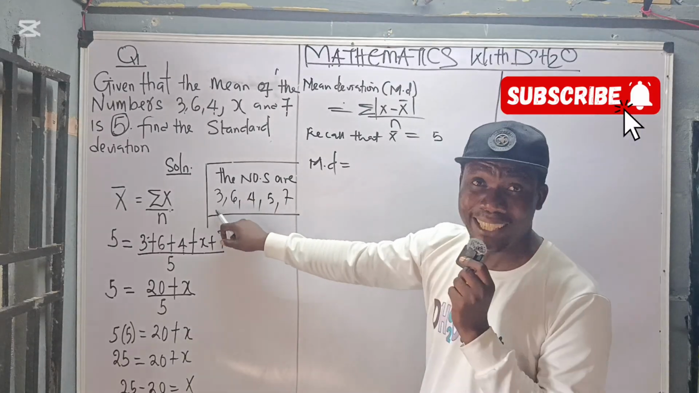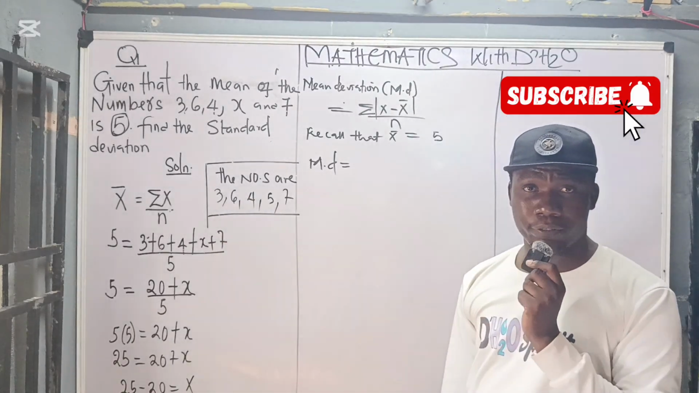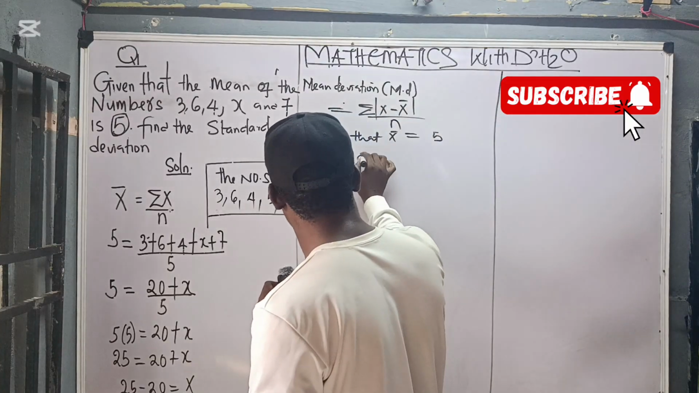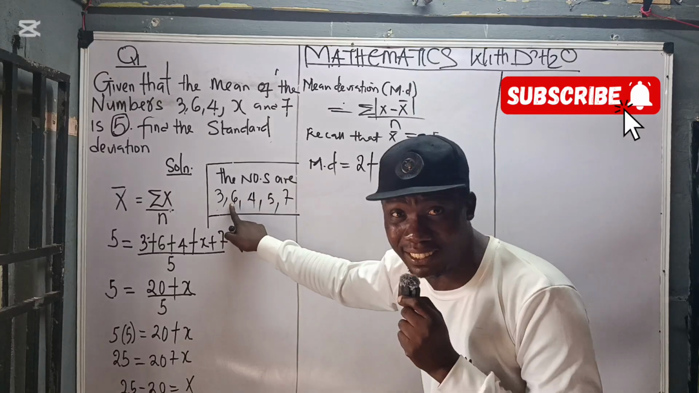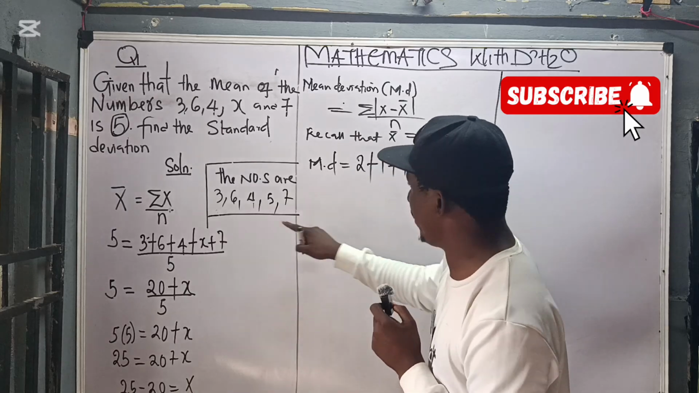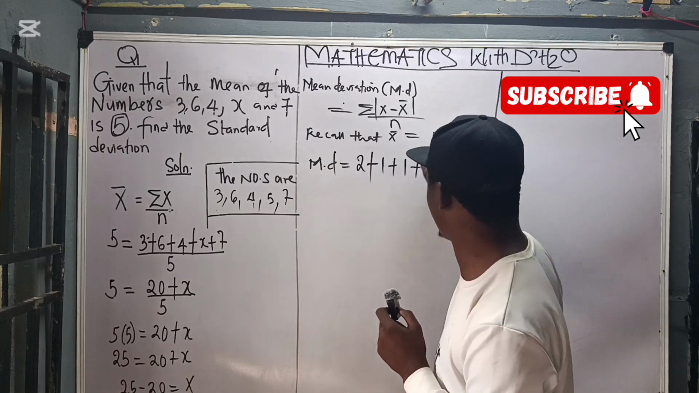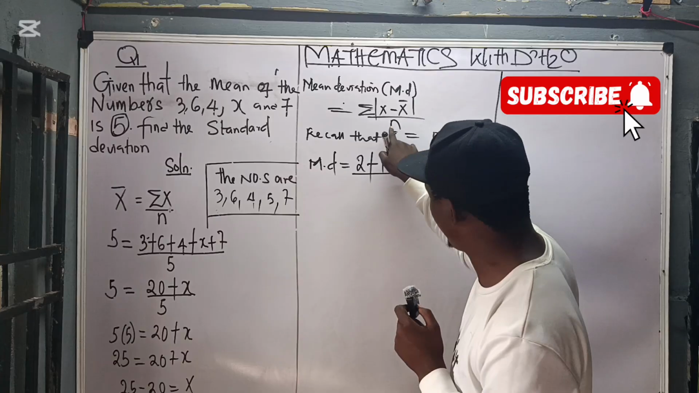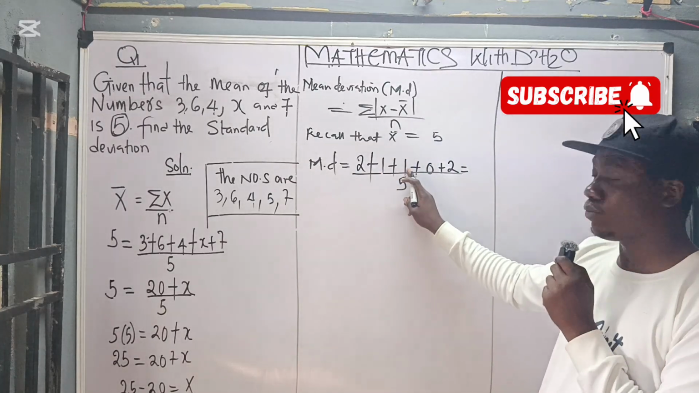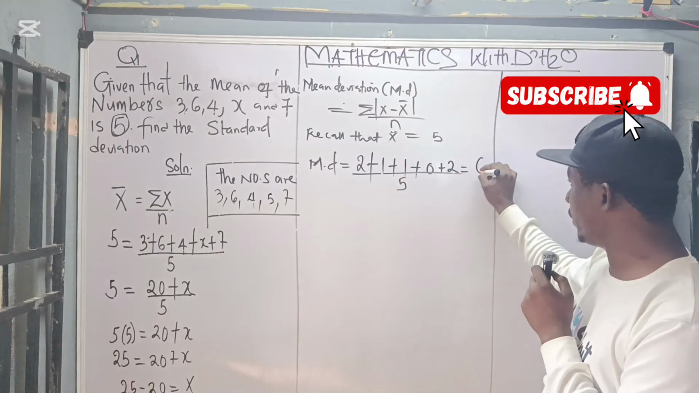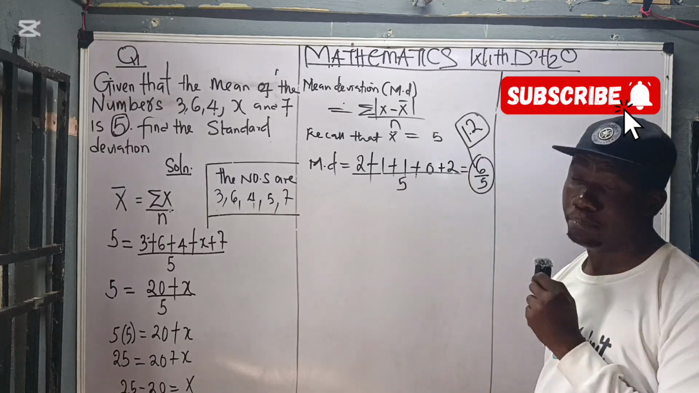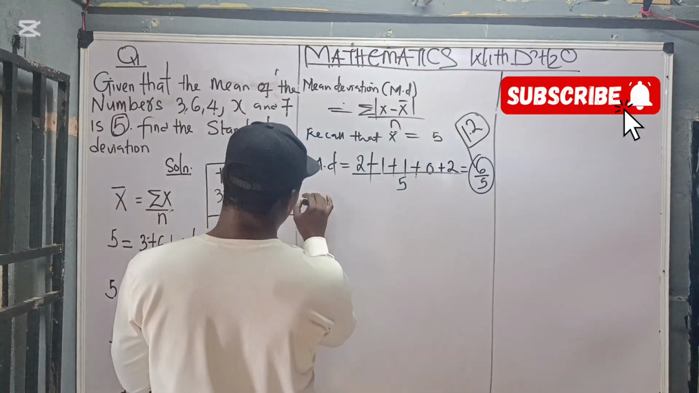So you have the first number, 3 minus 5. What would that give us? 2. We don't bother to take the negative sign, just take it as 2 because of the absolute value bracket. So you have 2 plus the next number, 6 minus 5, you have 1, plus the next number, 4 minus 5, you have 1, then 5 minus 5, you have 0, 7 minus 5, you have 2. How many are there altogether? Remember, n, the numbers are 5. So what would that give us? 2 plus 1 is 3, plus 1 is 4, 4 plus 2 gives us 6, over 5. 6 over 5 will give us 1.2. This is our mean deviation. So let's do variance.